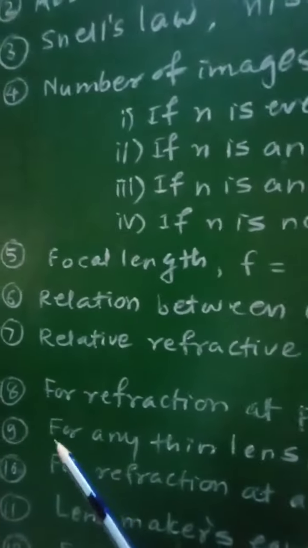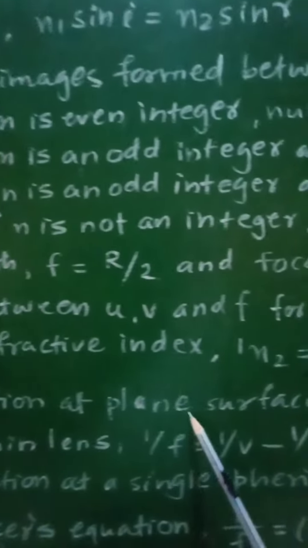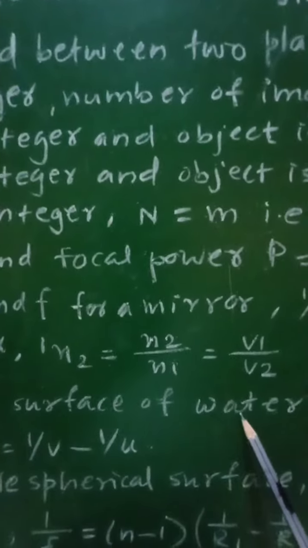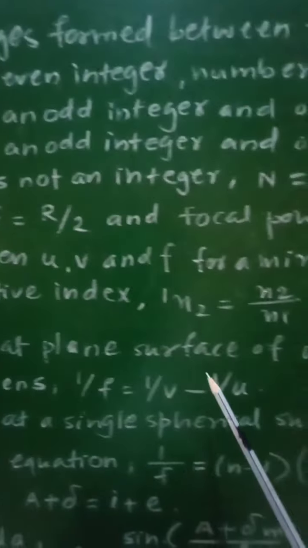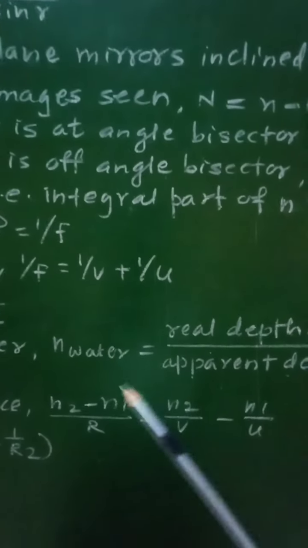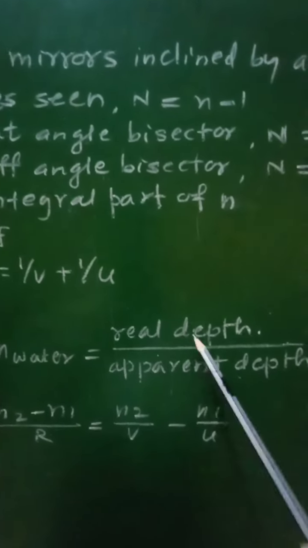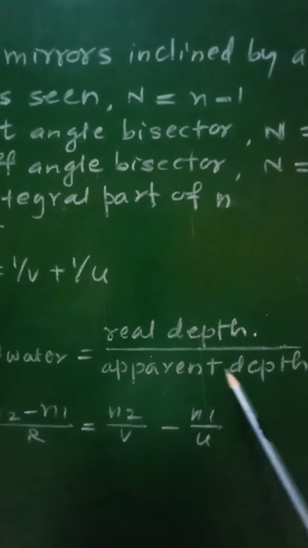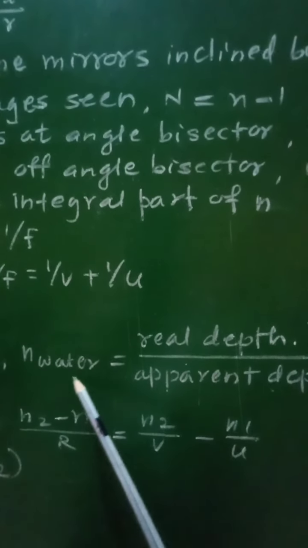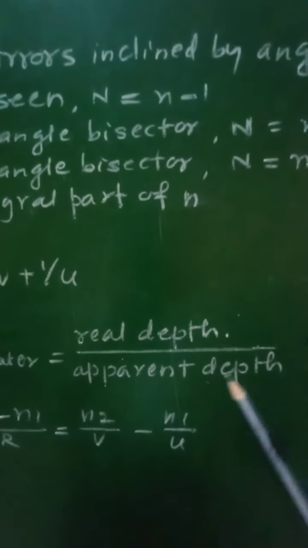Then the eighth formula is for refraction at a plane surface of water. If there is refraction at the plane surface of water, we can find the refractive index of water by using the formula real depth upon apparent depth, which will give us the refractive index of water.